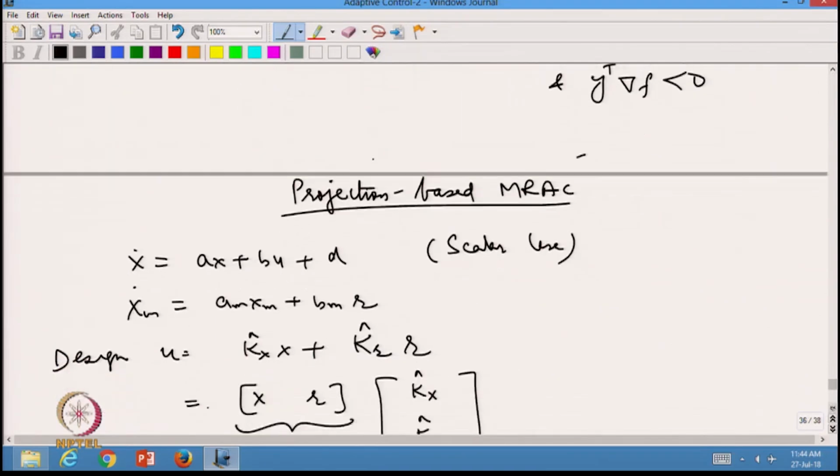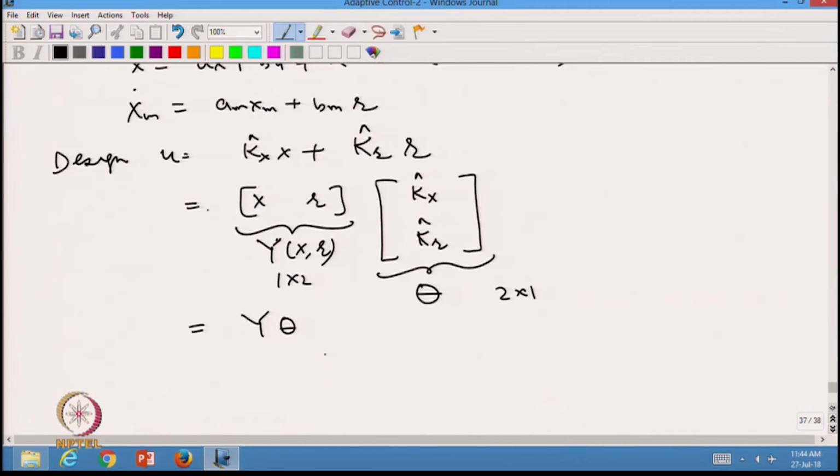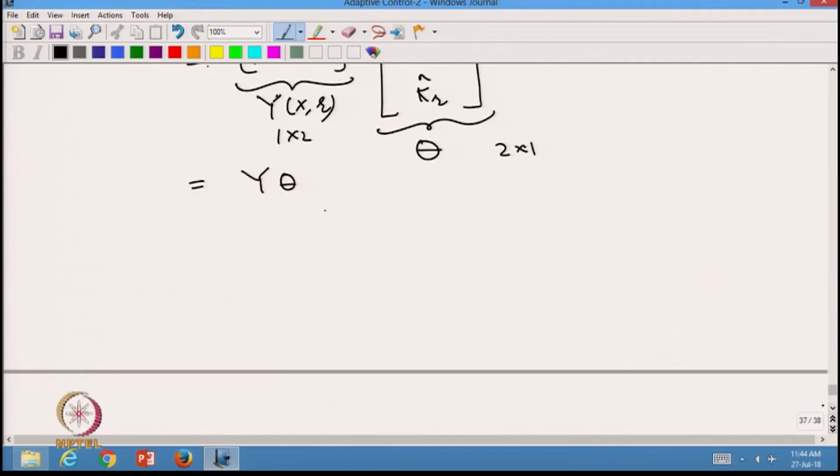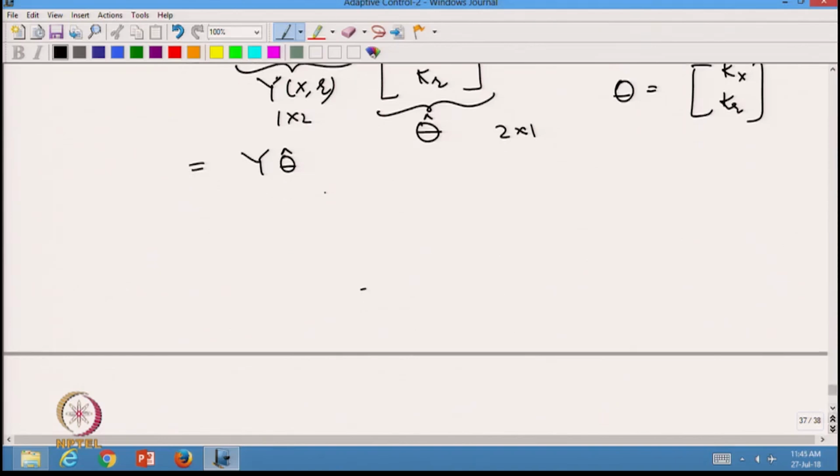Again, y is a term which has known quantities, and theta is the unknown parameter vector which we need to estimate. In fact, this will be theta hat, an estimate of the actual parameter theta, so theta is given by kx and kr, which are the ideal values of kx and kr, found from the matching conditions if you know the unknown parameters a and b.